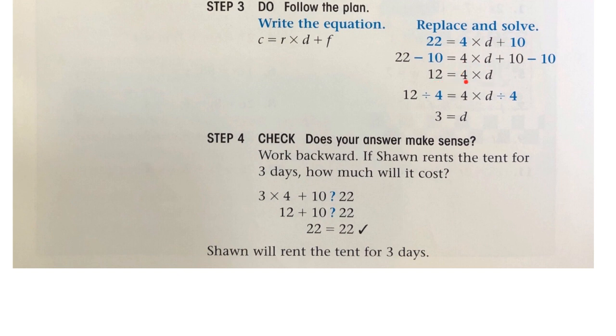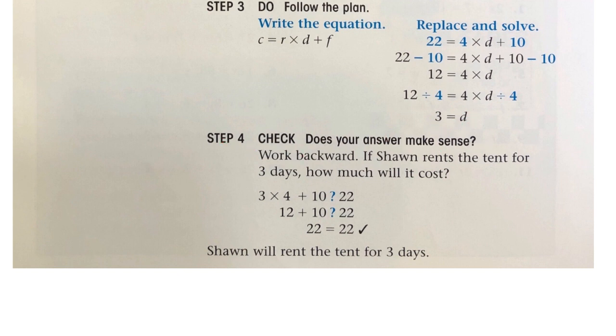Undo multiplication with division. So they're showing it using the division sign. You could also show it by putting the fraction bar with 4 underneath as well. 12 divided by 4 is 3. And 4 divided by 4 is 1D, but we don't put a 1 in front of the D because 1 times D is still D. Just D. 3 days.